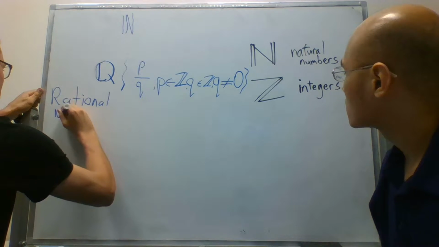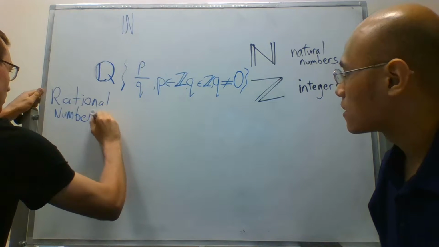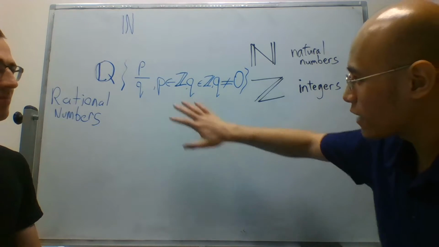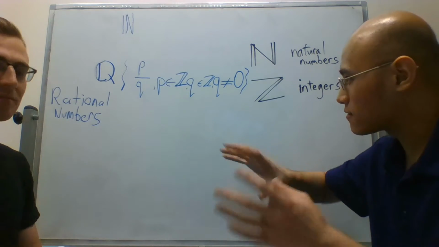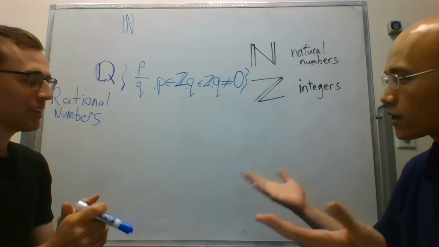Rational. Excellent. Rational numbers. There we go. Okay. So we have the rational numbers, and of course we take the opposite of that, those would be the irrational numbers. Irrational. What are the irrational numbers?